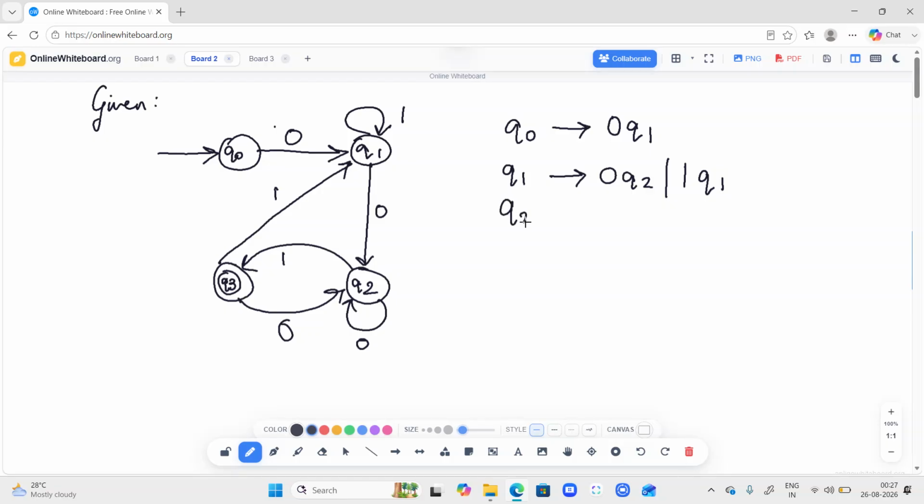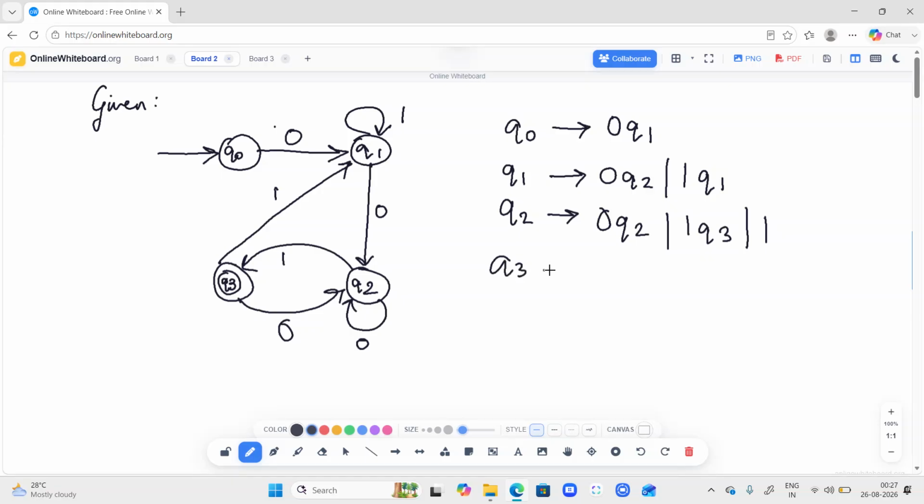Then you have state Q2. Q2 on 0 is a self loop. So Q2 on 0 reaches Q2 only. Then Q2 on 1 will take you to Q3. Also, if you observe, since Q3 is a final state, that means Q2 on 1 will reach the final state. So this can also be denoted by writing single 1.